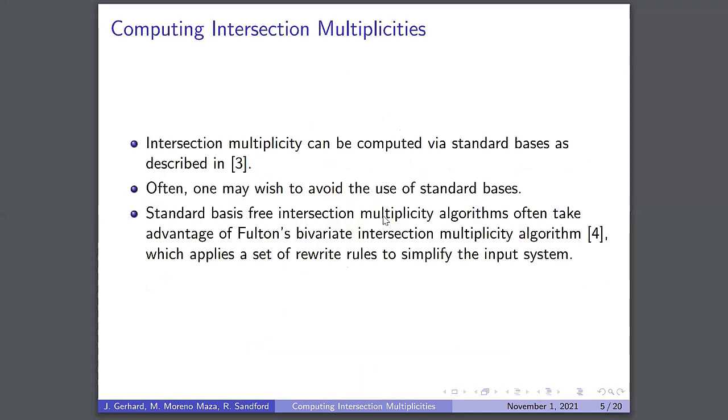So one thing you might want to know is, how do we compute these intersection multiplicities? The first way to do that would be to compute a standard basis, and that's implemented and described in Singular. But at times one may wish to avoid the use of standard bases. So that's when you want to start thinking about standard basis free intersection multiplicity algorithms. What those often do is they look at this other algorithm, Fulton's bivariate intersection multiplicity algorithm. That essentially takes 2 polynomials in 2 variables and applies a set of rewrite rules to elegantly simplify the system to something we can compute.